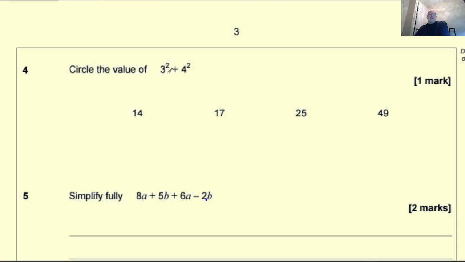Circle the value of 3 squared plus 4 squared. Well, 3 squared we know is 3 times 3. 4 squared is 4 times 4. Don't fall into the trap of 3 times 2 is 6 and 4 times 2 is 8, because you can see 14 is where they're going to put that answer. That is not the right answer.